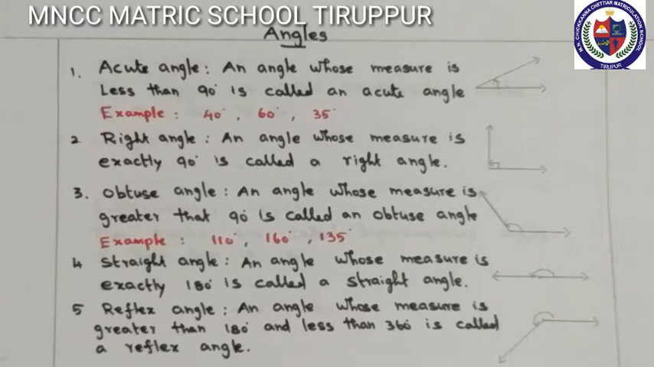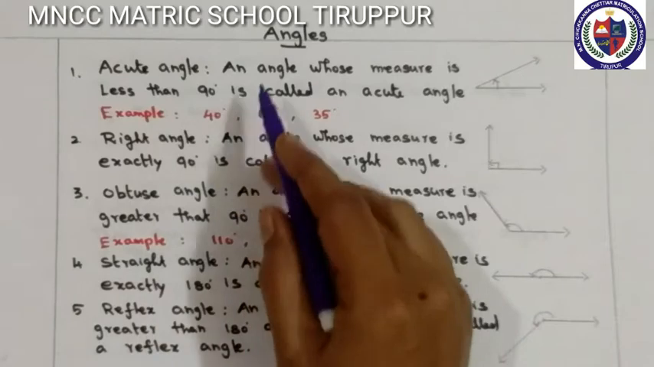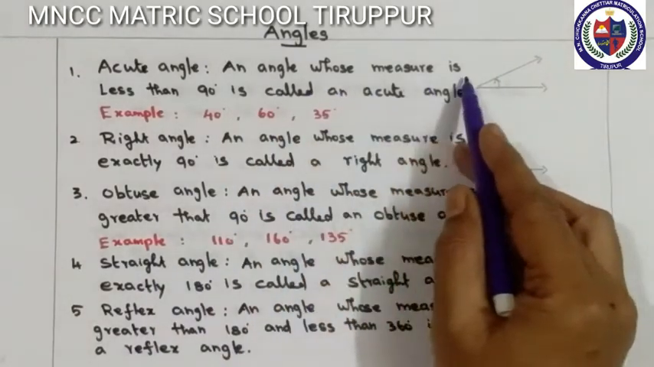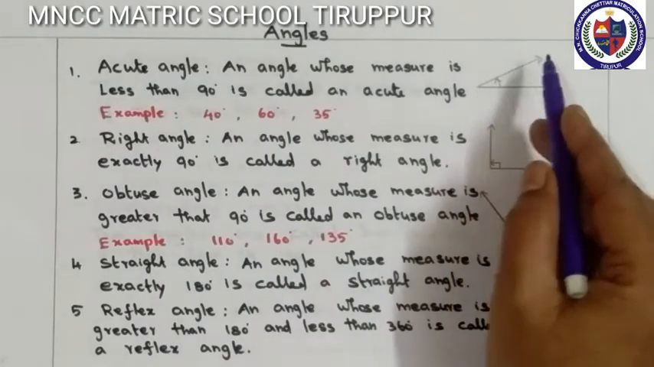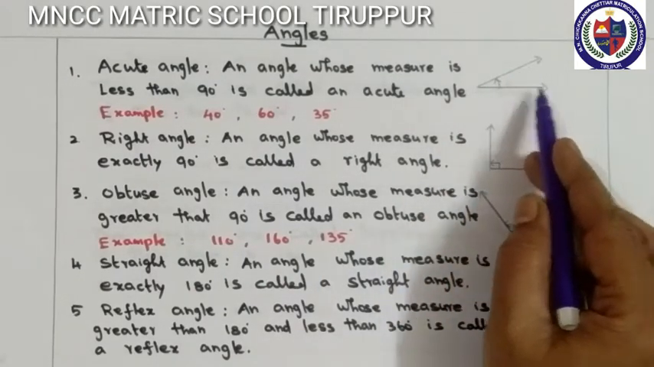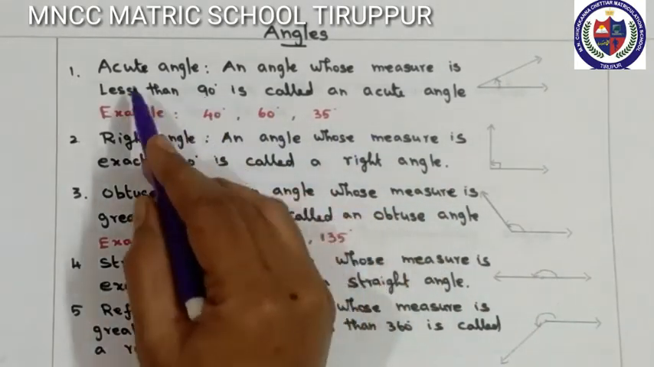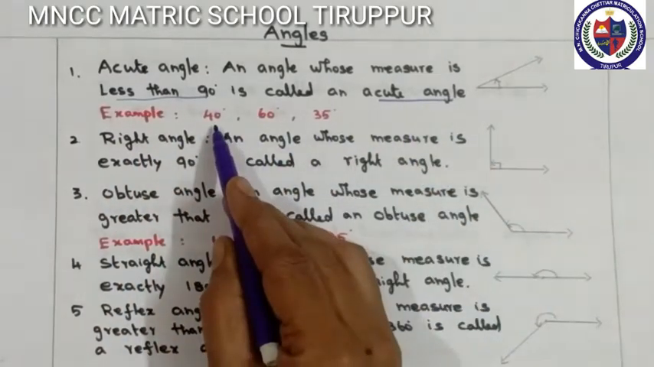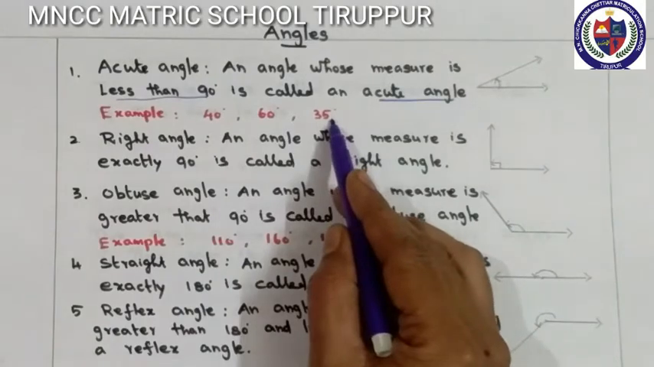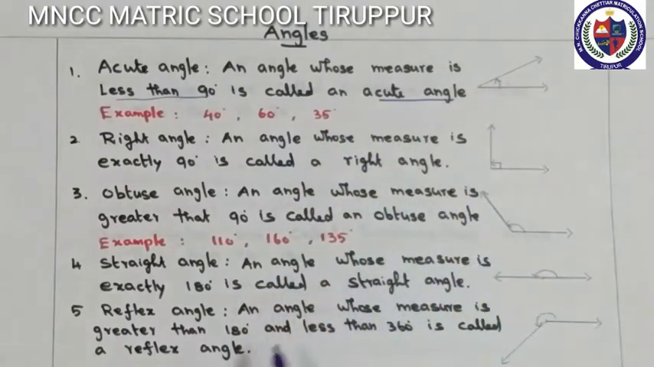First one, acute angle. An angle whose measure is less than 90 degree is called acute angle. So this is an acute angle. Examples: 40 degree, 60 degree, 35 degree are acute angles.